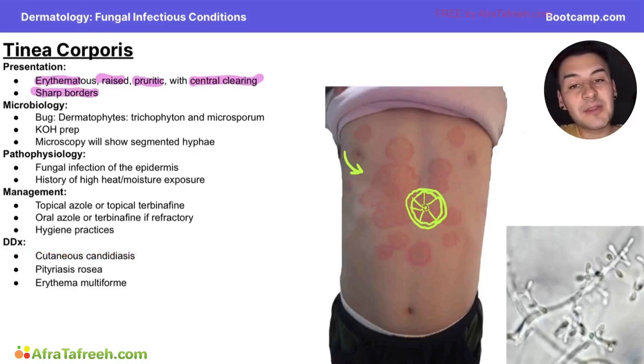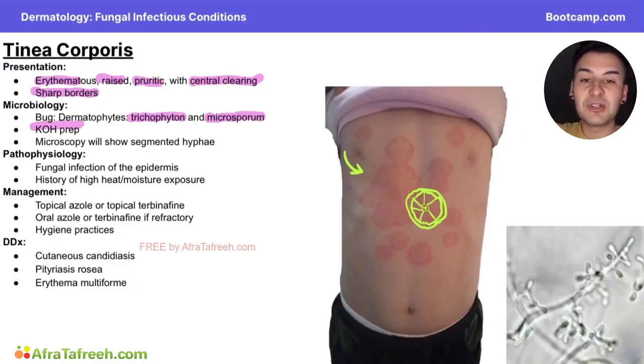Let's talk a little bit about the microbiology of this. So this is a dermatophyte infection. The 2 dermatophytes in question are going to be Trichophyton and Microsporum. So I'm going to highlight those 2 for you guys. Trichophyton, Microsporum. These are going to be identifiable on KOH prep, which is how we see fungi underneath the microscope. Highlight that for you guys here.